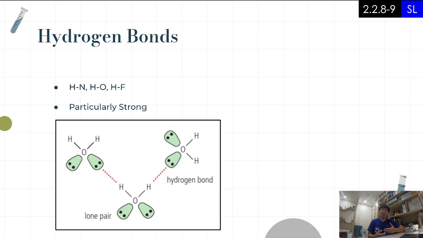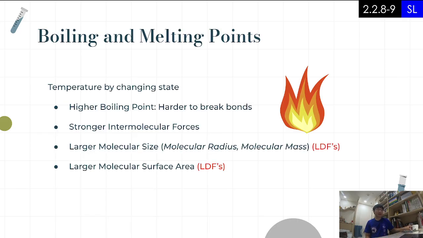Hydrogen bonds are the strongest type of intermolecular bonds we've learned so far, and you should be able to identify them. Make sure that the negative and positive are the ones attracting, and make sure that it's between either hydrogen and nitrogen, hydrogen and oxygen, or hydrogen and fluorine.